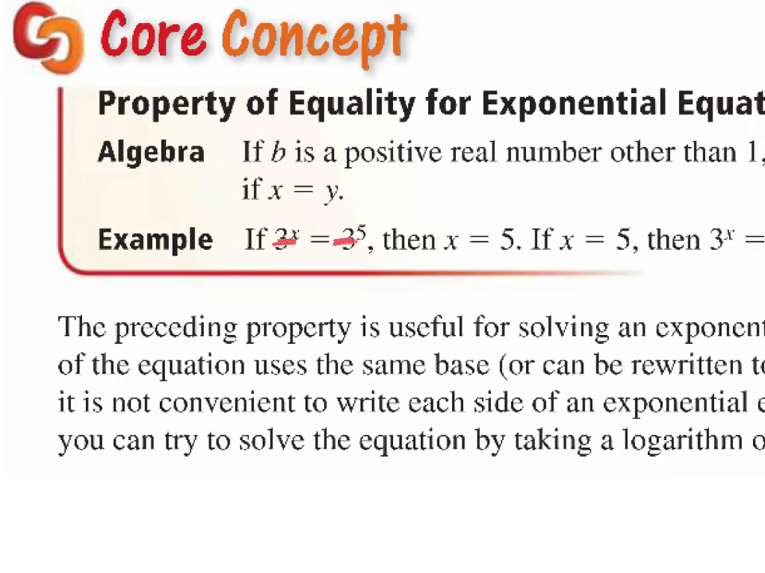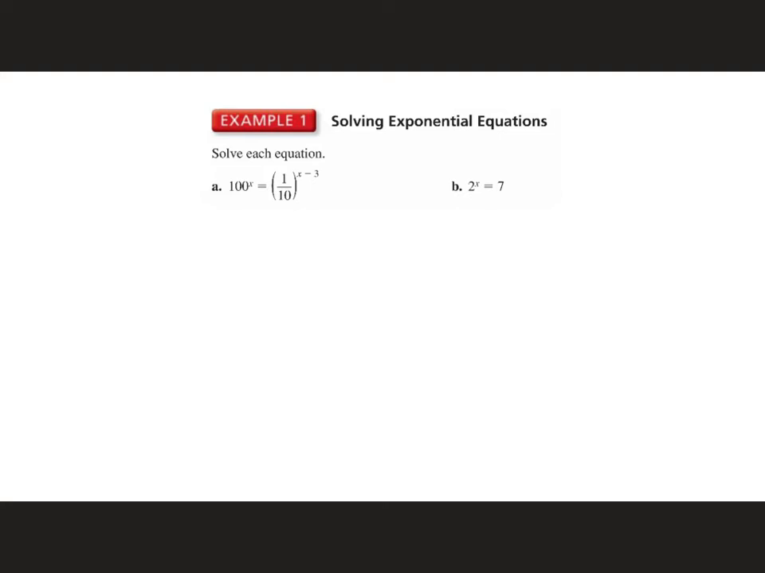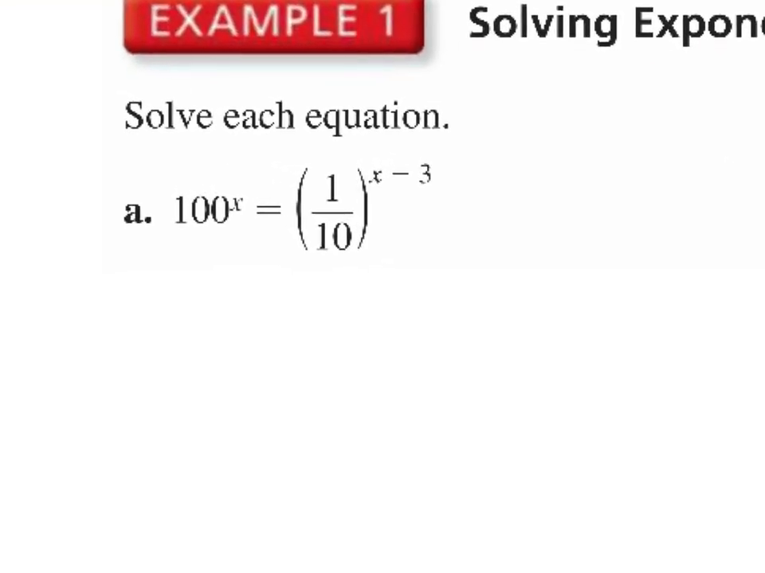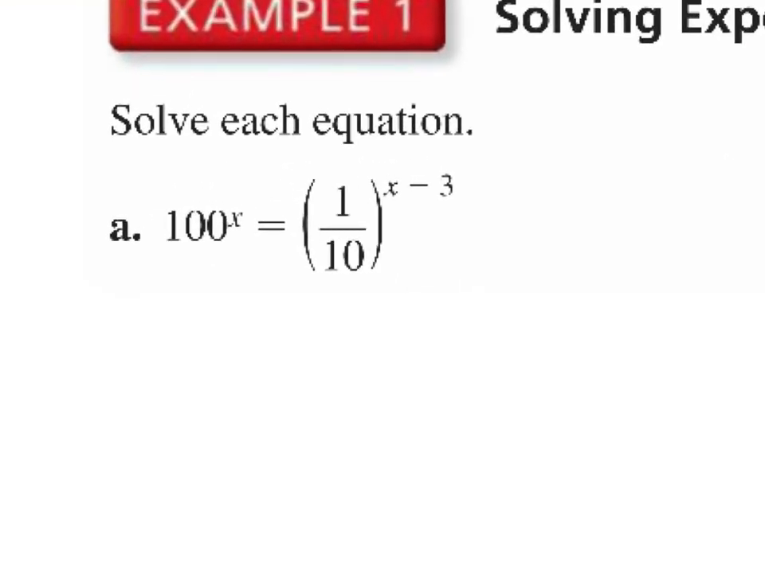And just set the exponents equal. All right, so let's look at our first two examples. So we want to get our bases to be the same thing so they can cancel out. So we can either make 100 look like 1 over 10, or we can make 1 over 10 look like 100. What do you want to do?